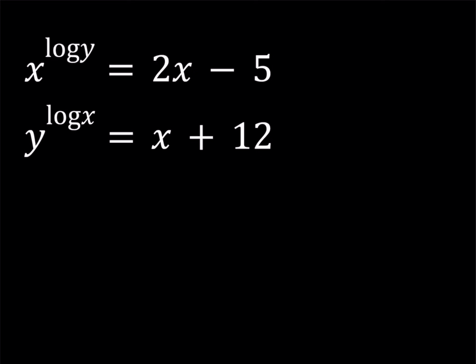Hello everyone. In this video we're going to be solving a log system. So we have x to the power log y is equal to 2x minus 5 and y to the power log x is equal to x plus 12. And we're going to be finding the x and y values. Here log is used in base 10. That's what I mean by log, not the natural logarithm. I want to make that clear because I know there's been some confusion before.